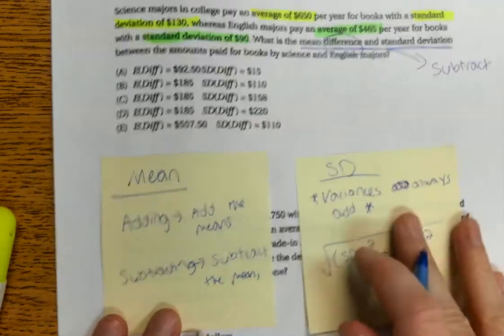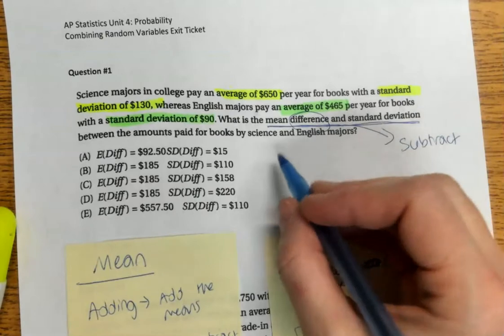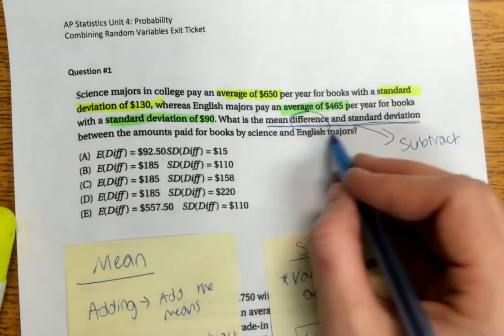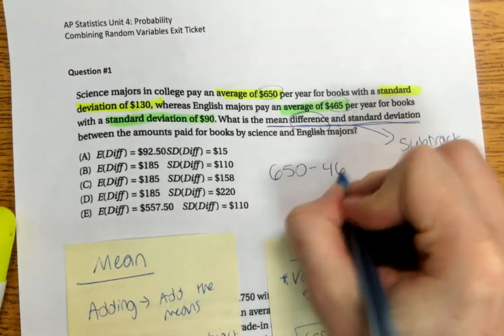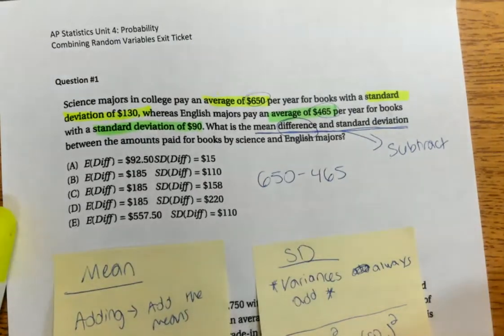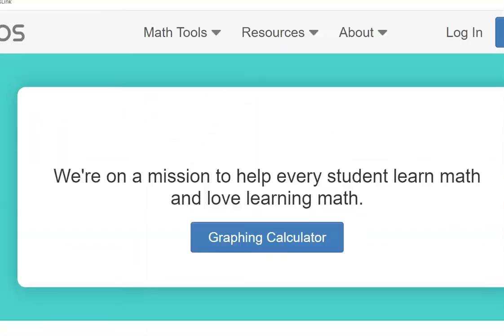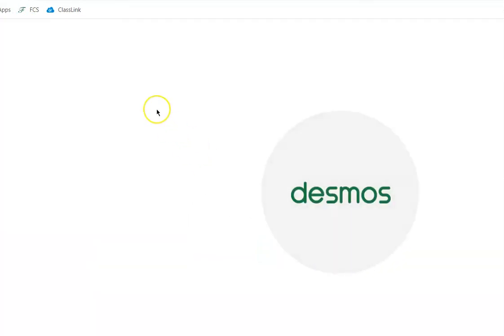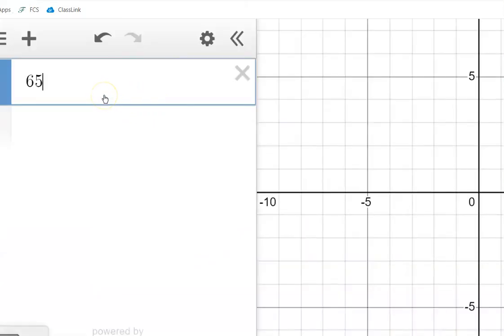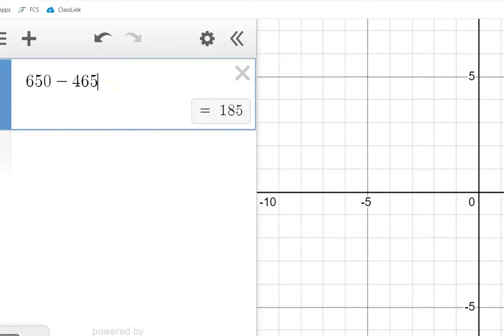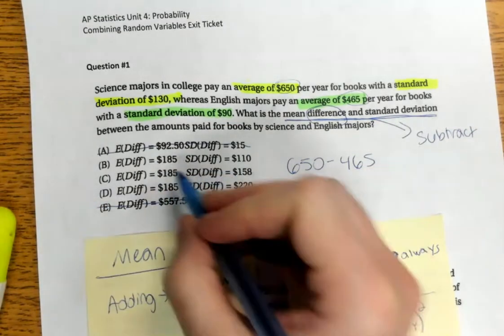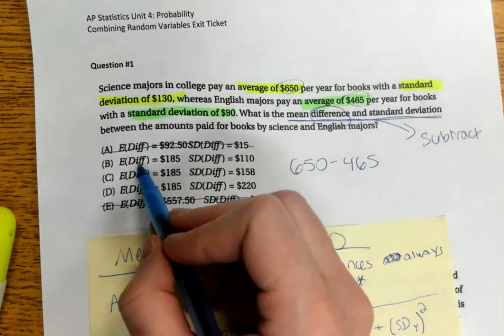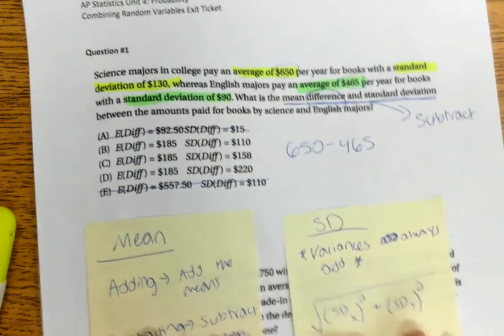With the mean, we just subtract the means, right? So 650 minus 465. That's 185. So looking back, I can eliminate A and E because my expected value of the difference, which is a notation for my mean, is 185.